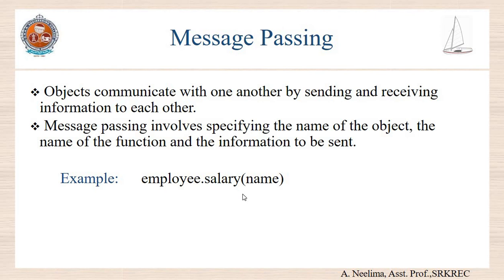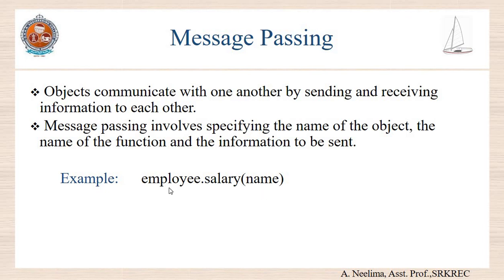And next principle is message passing. Objects communicate with one another by sending and receiving information to each other. A message for an object is a request for execution of a procedure and therefore will invoke a function in the receiving object that generates the desired result. So message passing involves specifying the name of the object, the name of the function, and the information to be sent. So for example, employee.salary(name).